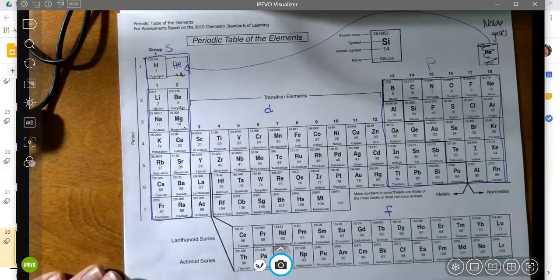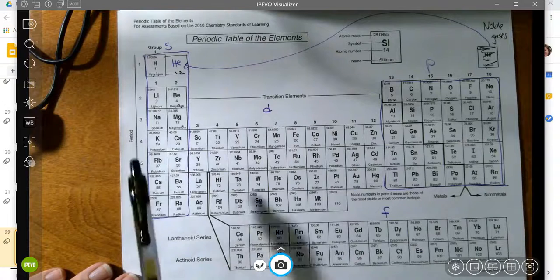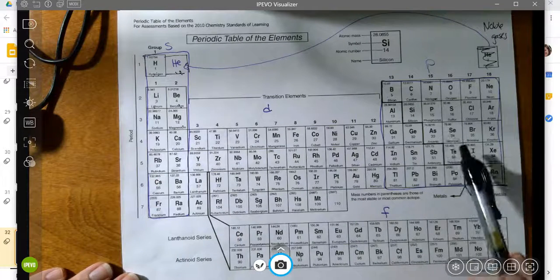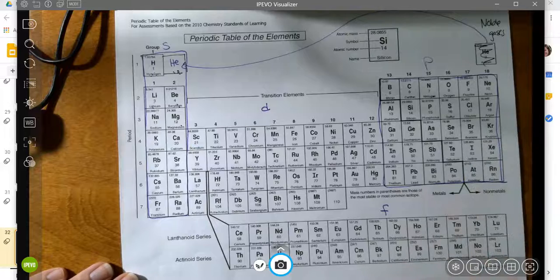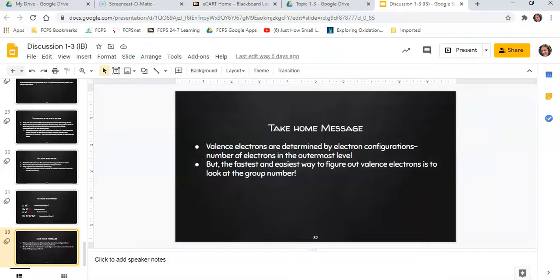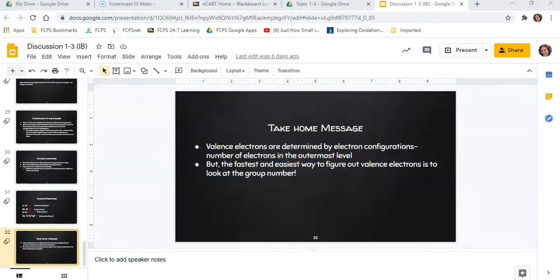Okay? So what that also means is that things in the same group have very similar properties. Okay, so how many valence electrons would calcium have? Well, it's in group 2, so it would have 2. How many would selenium have? Well, it's in group 16, so it would have 6, and so on and so forth. Okay, this is one of those topics that it really helps to practice a lot, so get some practice and come see me if you need help.